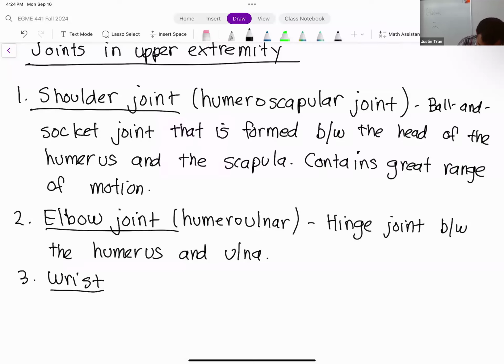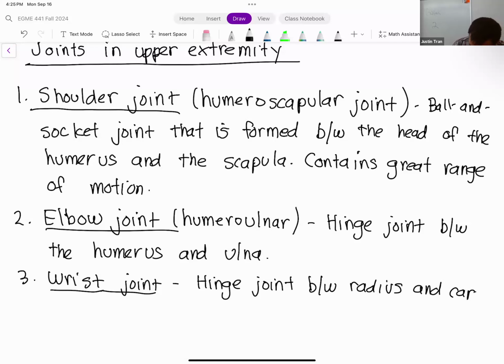You have the wrist joint. Your wrist joint is primarily also a hinge joint, although it can rotate a little bit along its axis as well. Your wrist joint is primarily a joint between the radius, which is the other bone in your lower arm, and the carpus.